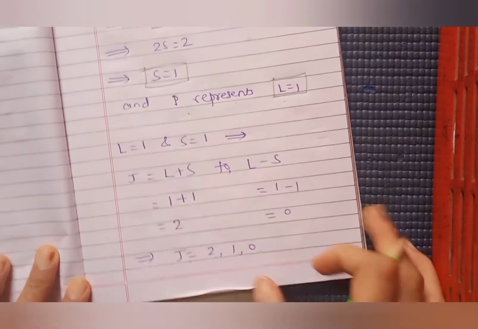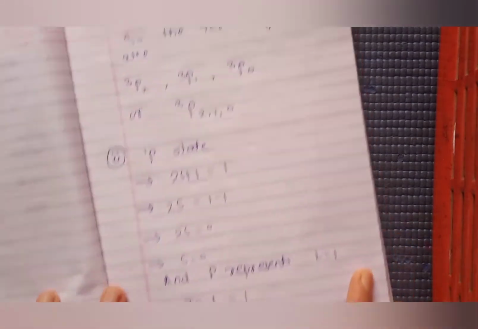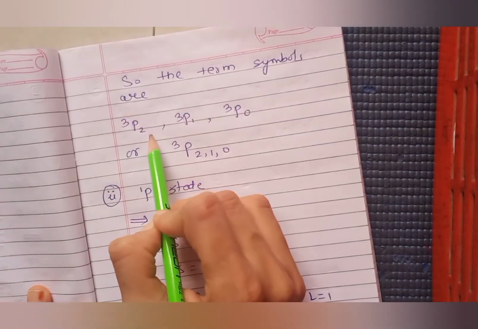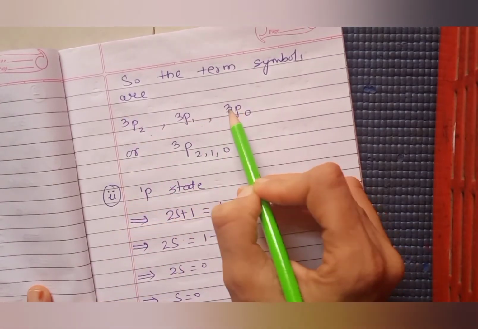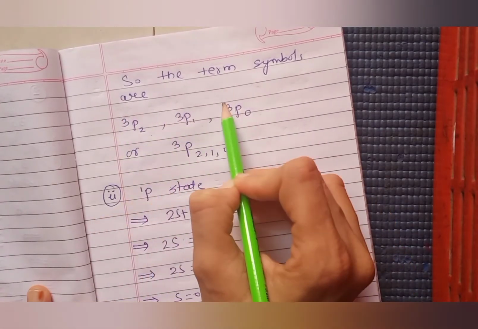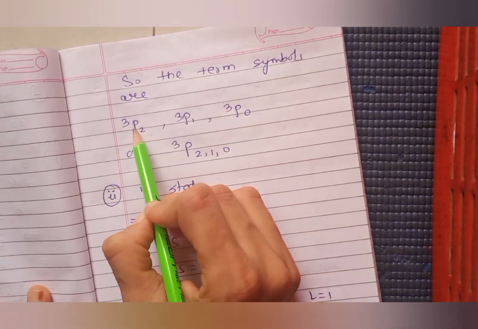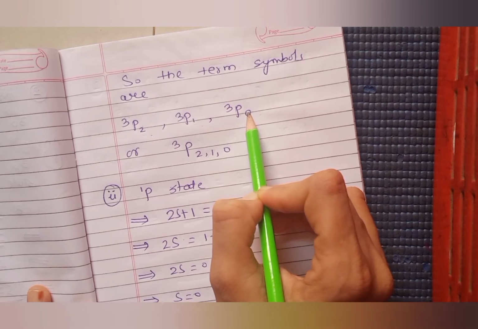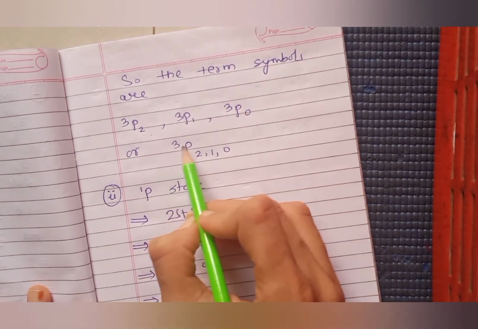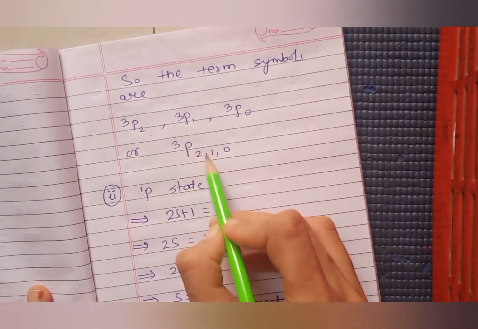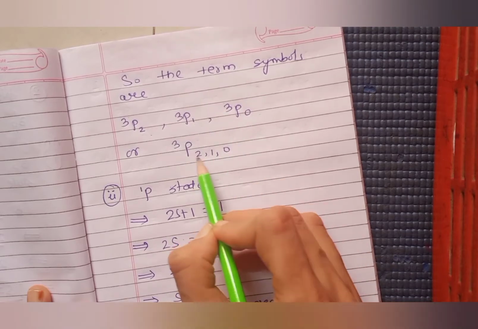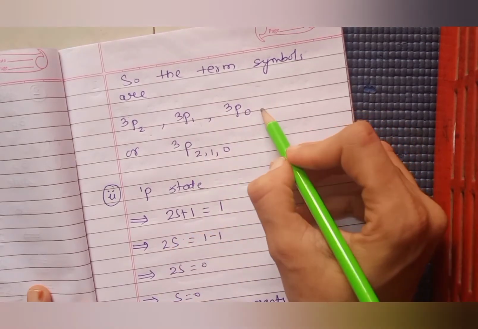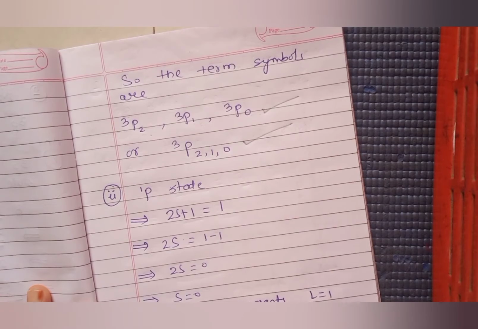So here I can write the term symbols 3p2, 3p1, 3p0. This 3 represents multiplicity, p represents L is equal to 1, and 2, 1 and 0 are the J values. Or alternatively, I can write this as 3p and write these J values together like 2, 1, 0. So either you can write it like this or like this.